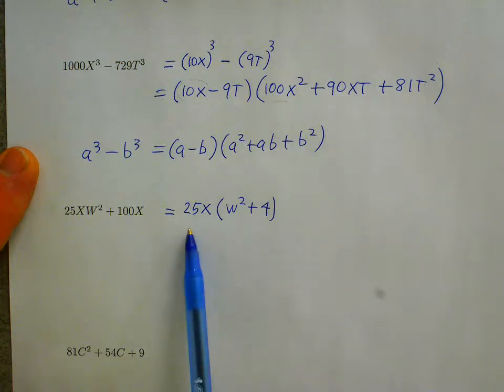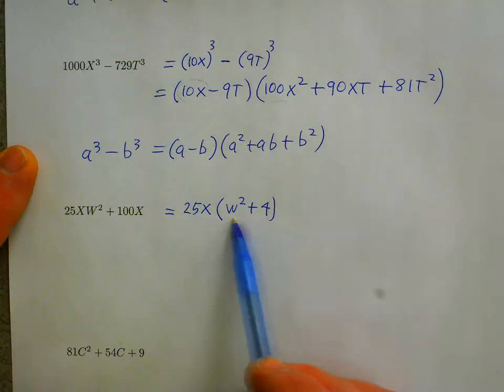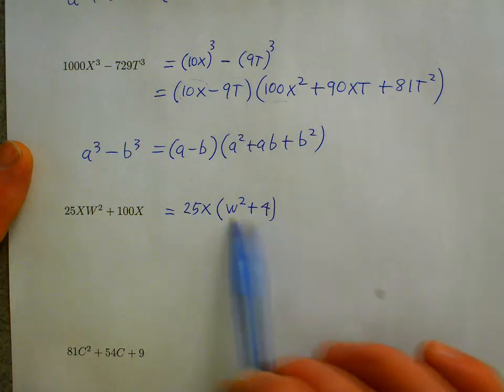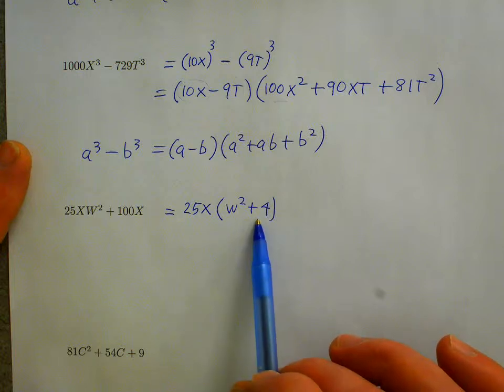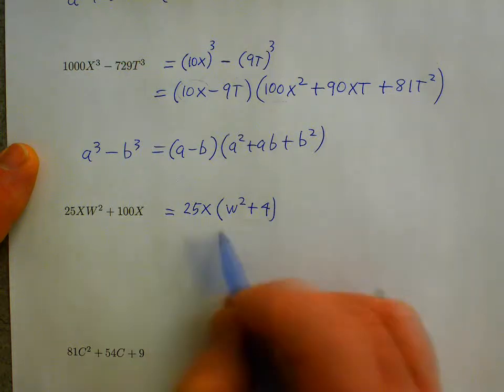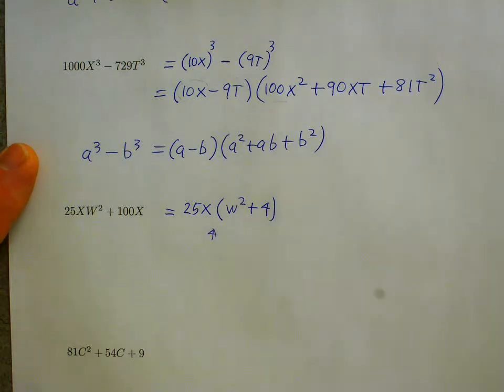In Math 1108, this is as far as we go. W to the second plus 4 is a sum of squares. So we don't factor a sum of squares in this class because it involves numbers that are not real numbers. So this is the complete factorization.